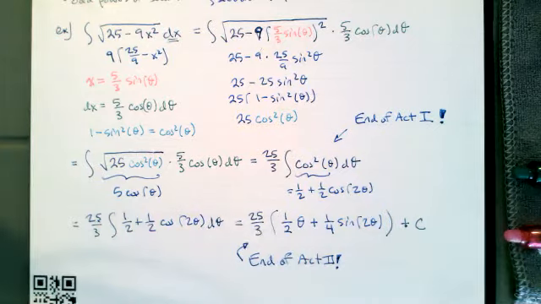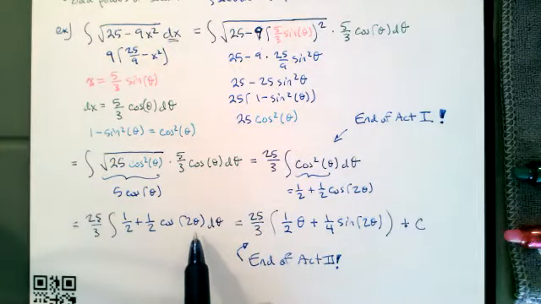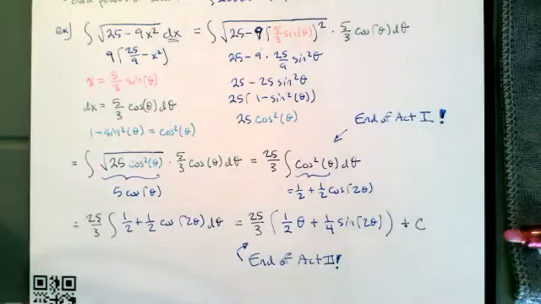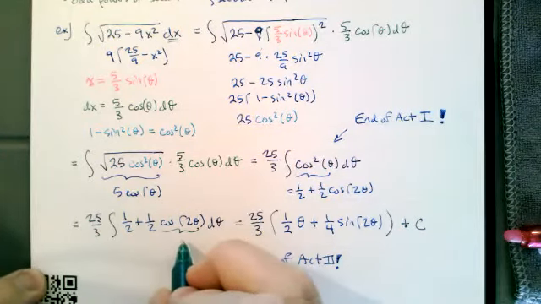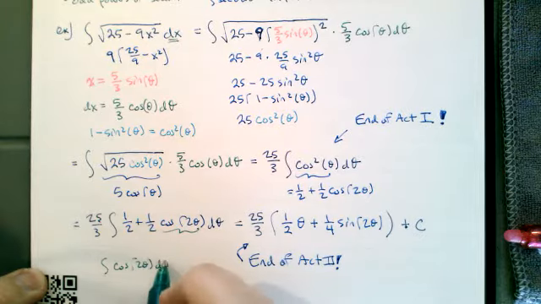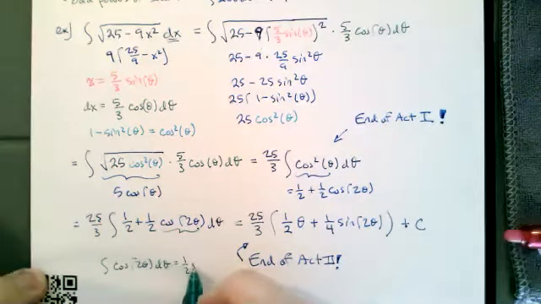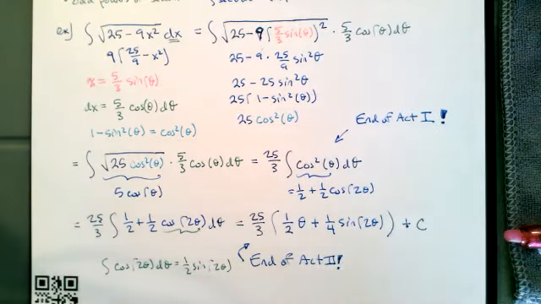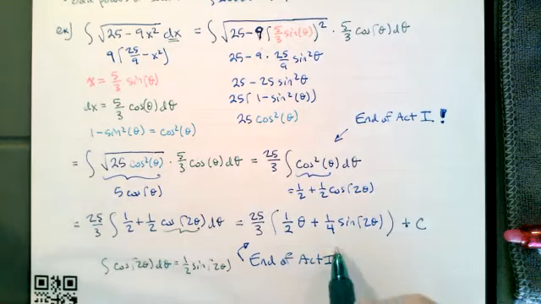Professor, to get the 1/4, you just did integration by parts? Mm-mm. The integral of cosine of 2 theta is 1/2 sine of 2 theta, and then I had to multiply by a half. So this part right here, the integral of cosine of 2 theta d theta is a 1/2 sine of 2 theta. And then I multiply 1/2 sine of 2 theta by 1/2 to get a 1/4. Got it. Okay, thank you.